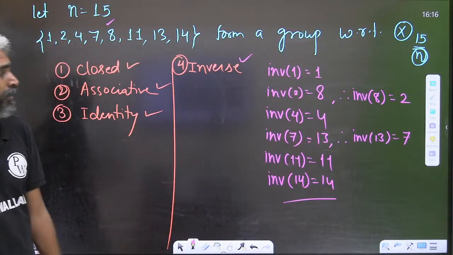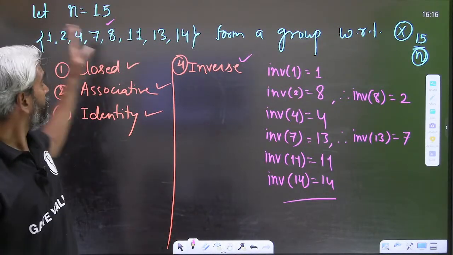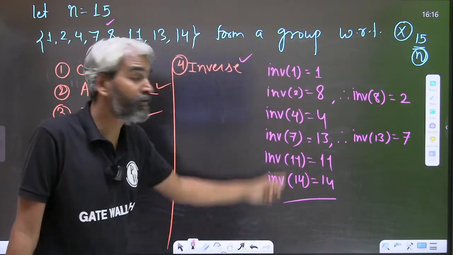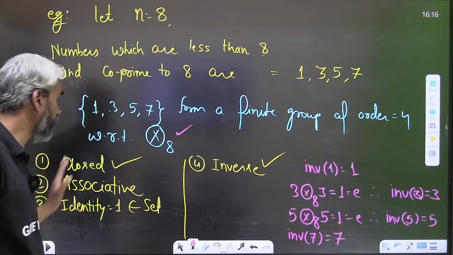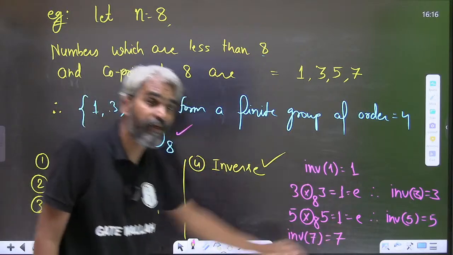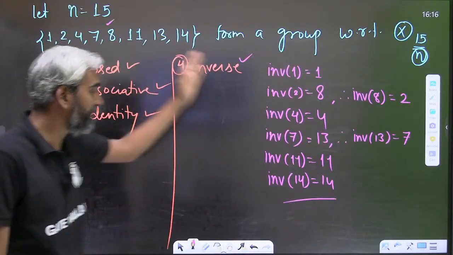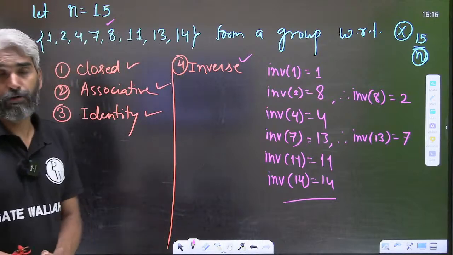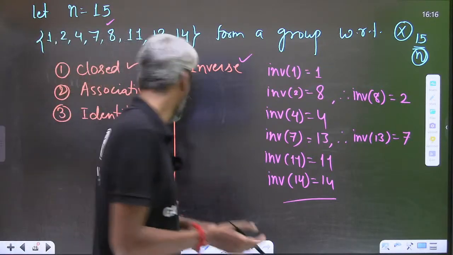We also visualize that it is not necessary in a group with respect to multiplication modulo n that every element is inverse of itself. In a group, every element may be inverse of itself, or it may not be the case in a random group with respect to multiplication modulo n. So now we have understood the concept.